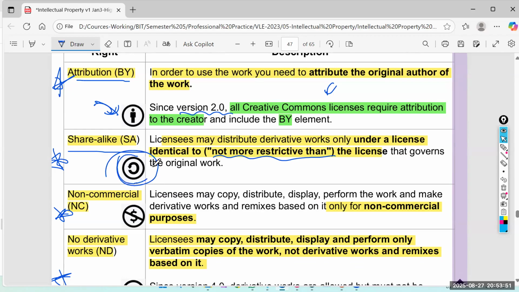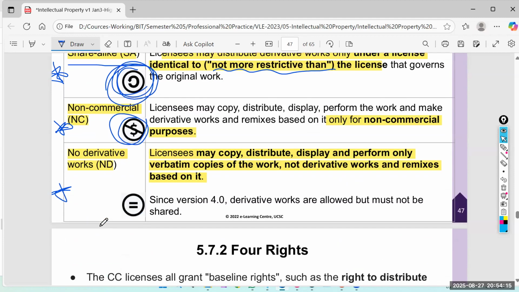But if share alike is not there, of course, the other party can increase the restrictiveness or decrease it, even though you adapted it from my work. So non-commercial is very straightforward: can you use my content for commercial purposes or not? And non-derivative means can you modify it or not? Because sometimes I can say yes, you can use it, but you're not supposed to modify it. Just use it. That is called no derivative, ND.